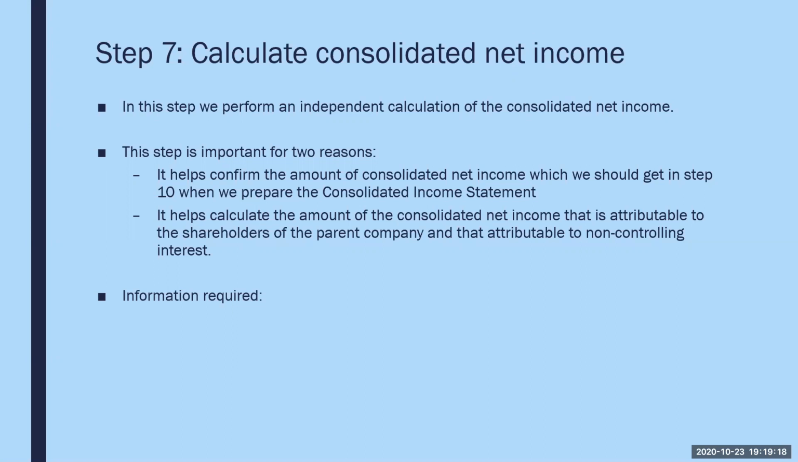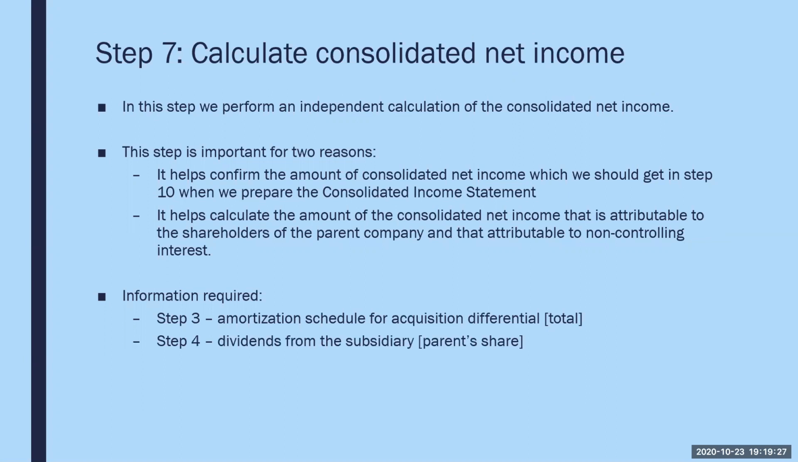Now, when preparing step 7, we need information from step 3, the amortization schedule. We need information from step 4 for the intercompany dividends received from the subsidiary, and step 6, the amount of intercompany profits that were either realized or unrealized, as we talked about in the earlier step.